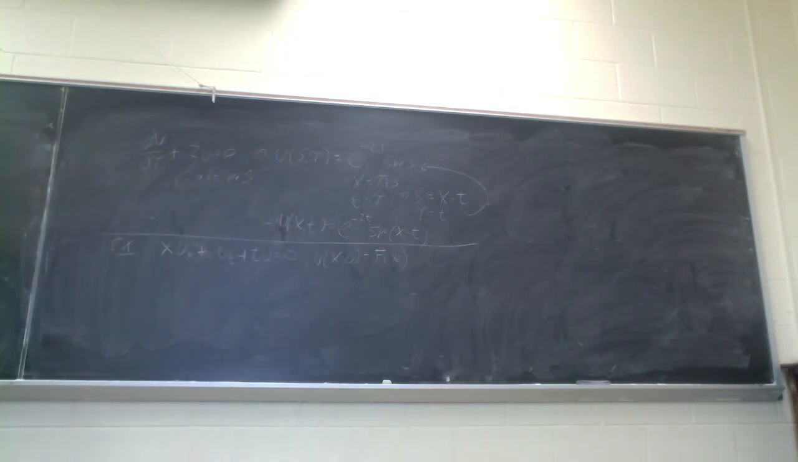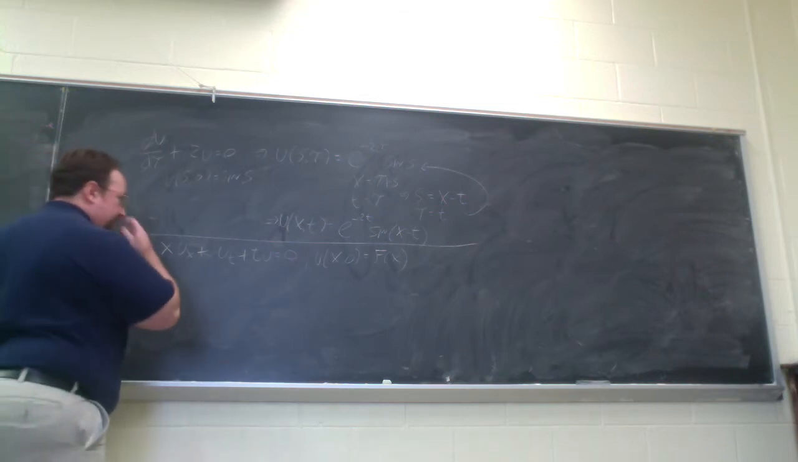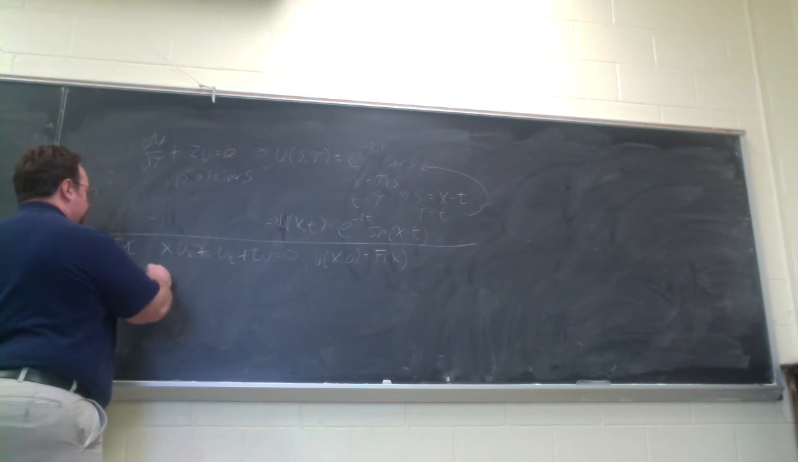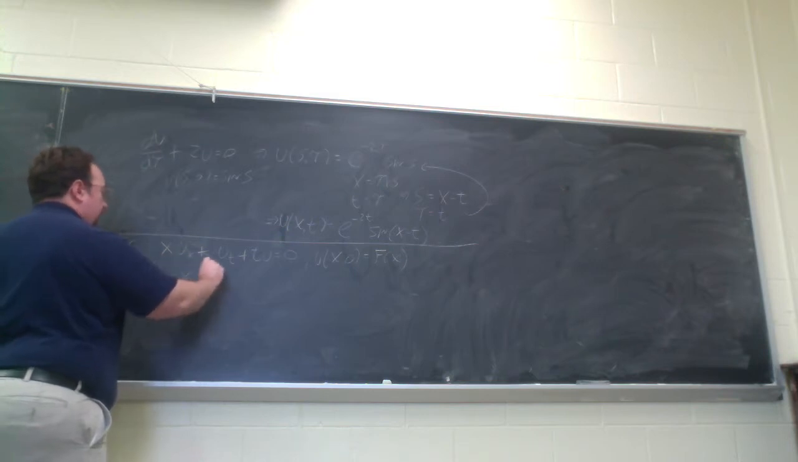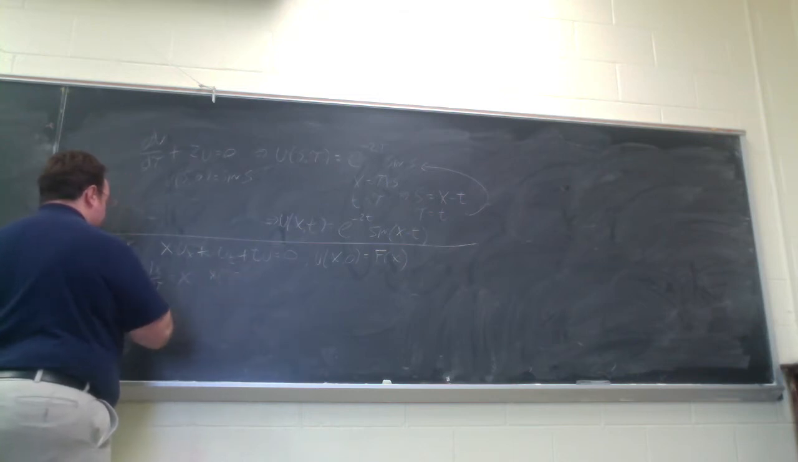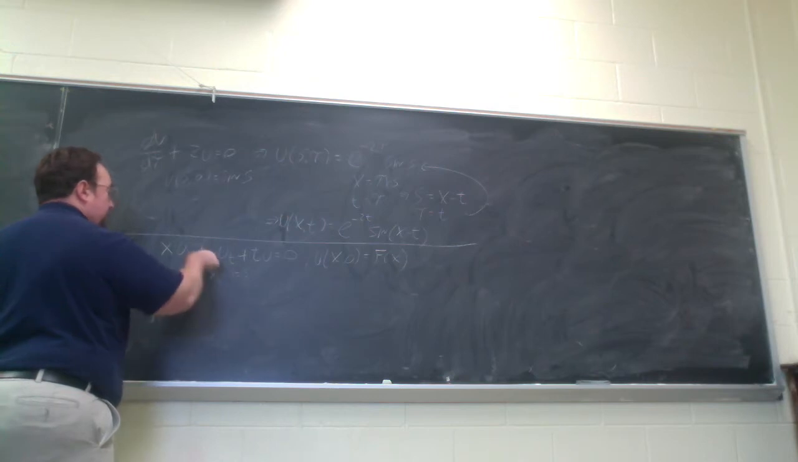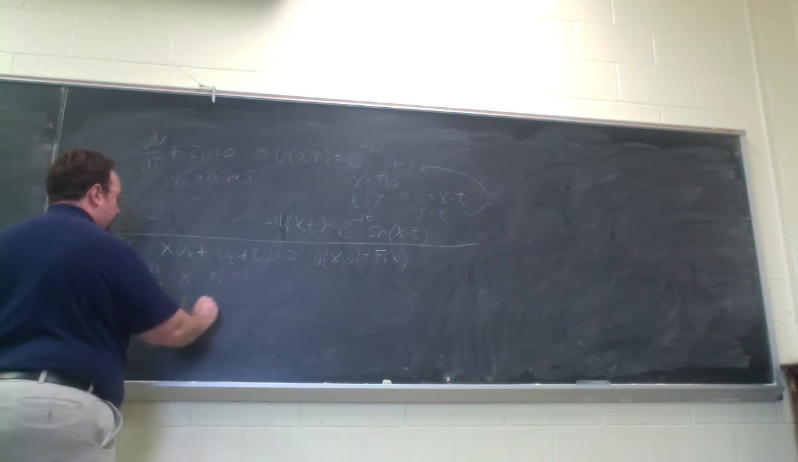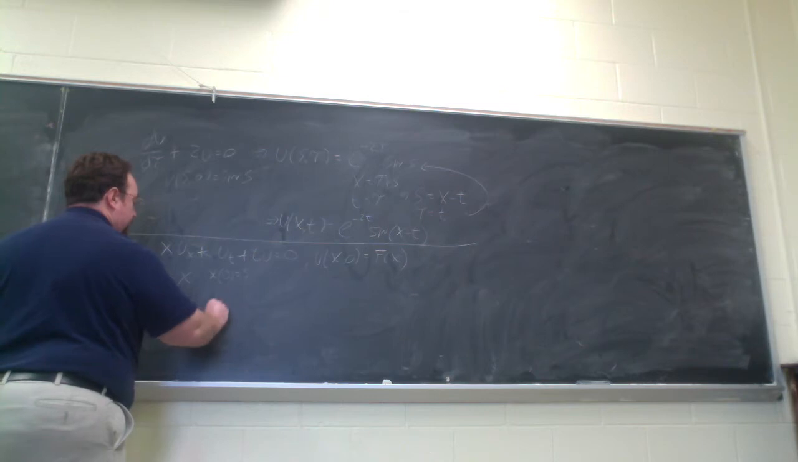Okay, so our IVPs, or characteristic variables, are dx/d tau is equal to x, the coefficient of du/dx, and the same initial condition as before, x of 0 is equal to s. dt/d tau is equal to the coefficient of du/dt, which is 1, and t of 0 is 0, so that parameterizes the initial curve.